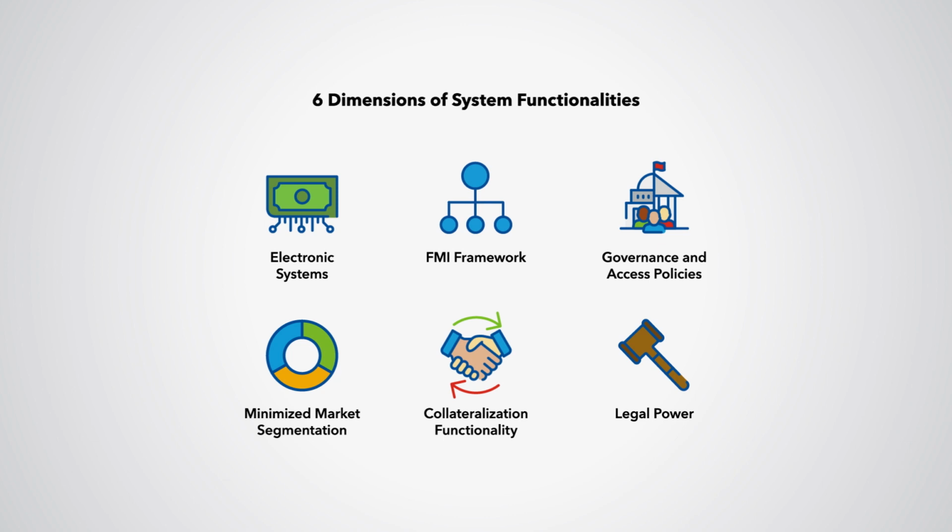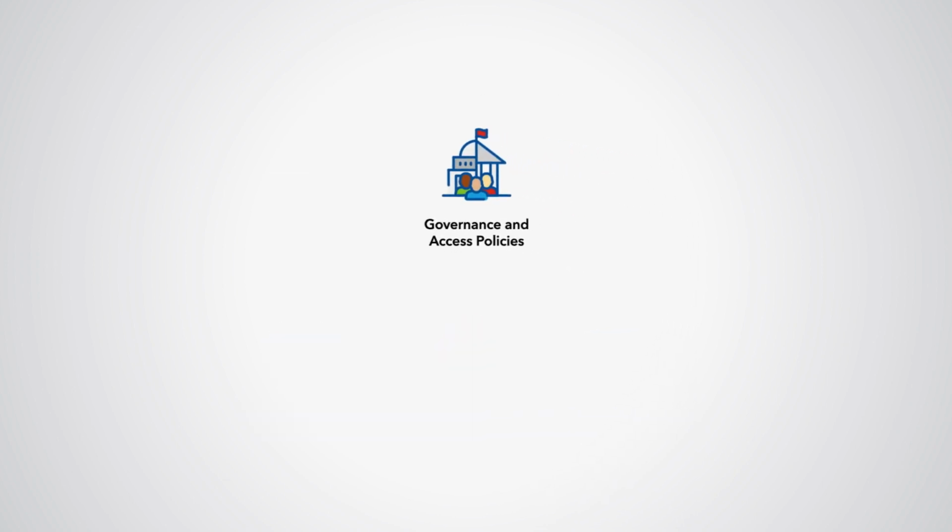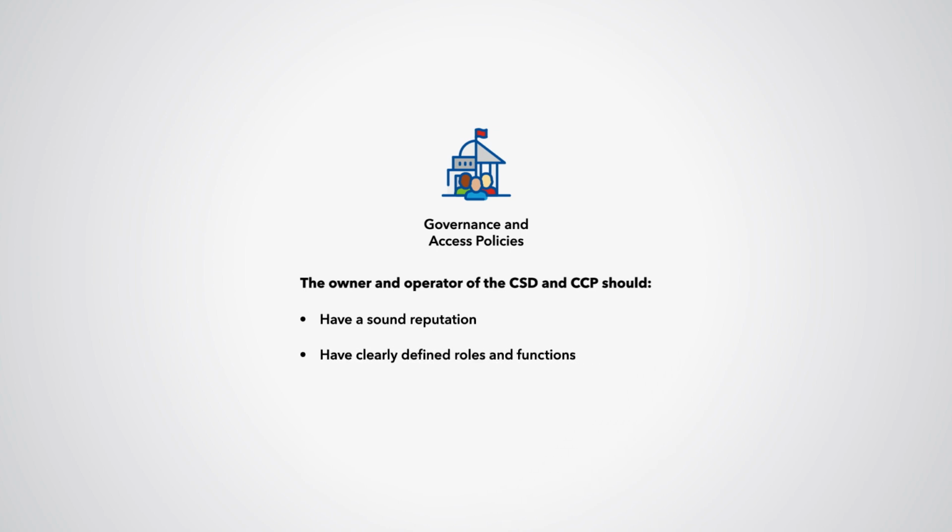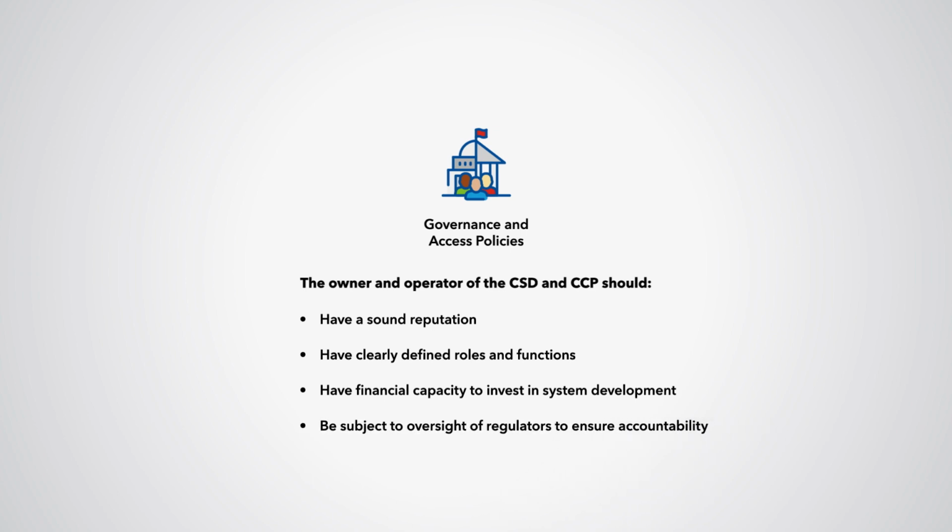Another dimension is sound governance and access policies that strengthen the credibility and functionality of FMI. The owner and operator of the Central Securities Depositories, or CSD, and Counterparty Clearing House, or CCP, should have a sound reputation. They should have clearly defined roles and functions, including the legal mandate to develop and operate the system. They should also have the financial capacity to invest in system development and absorb adverse financial and business shocks. The owner and operator of the CSD and CCP should be subject to the oversight of regulators, thereby ensuring accountability.